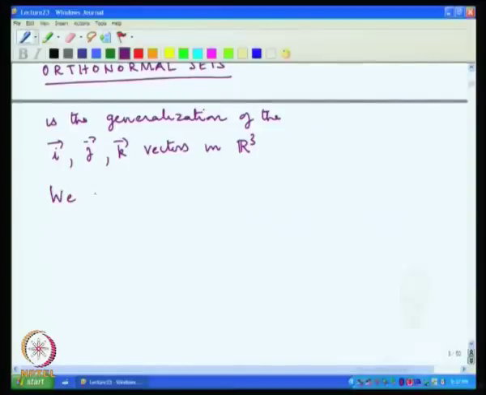So, this is a collection of vectors which have the special property that any two of them are orthogonal to each other and each vector has length 1. Now, we generalize this idea in R k because we have the notion of orthogonality induced by the inner product. We have the notion of length which comes out of the inner product of a vector with itself, and therefore, we can generalize this whole notion of orthonormality to the case of R k. So, now we generalize this.